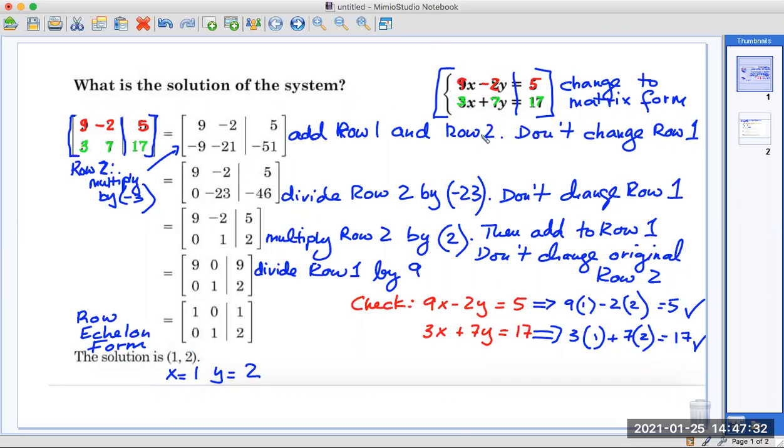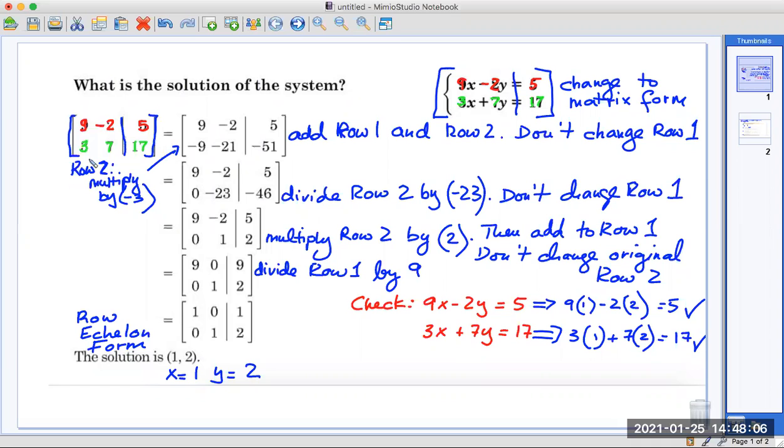To start the matrix, you take these coefficients and put them in the top. I made the other ones green, and you put those in the bottom. This vertical line means your equal sign. So this is your 9x minus 2y equals 5, and this is 3x plus 7y equals 17. This is the matrix you start with. And then you have to change it somehow to get it to this form.